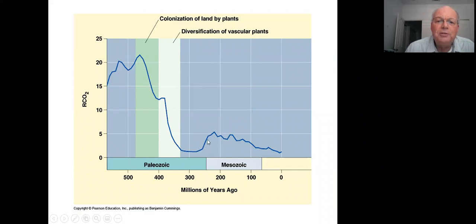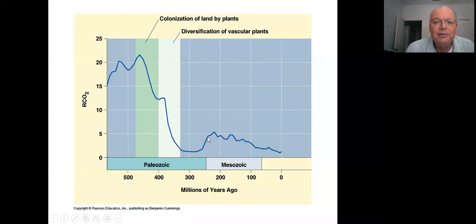We do see an increase in carbon dioxide here at the end of the Paleozoic. This is actually the end Permian. We know that there was significant volcanic activity at the end of the end Permian, which triggered what is known as the end Permian mass extinction, the single largest mass extinction on record, when some 96% of all species went extinct.